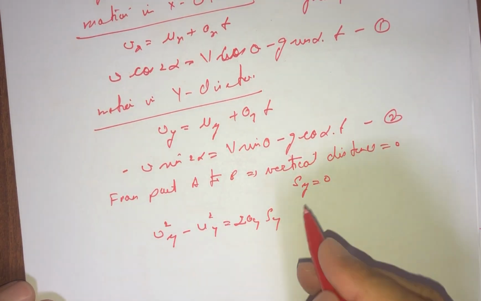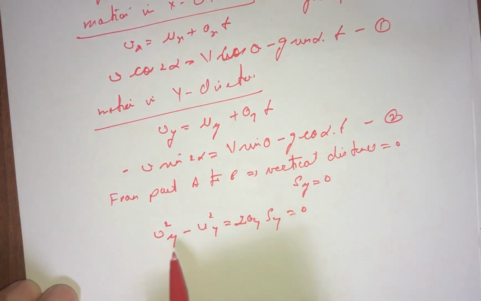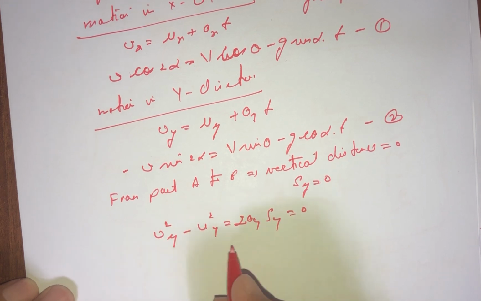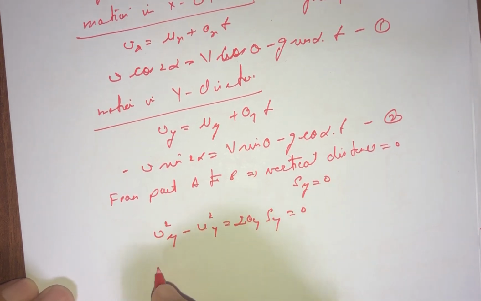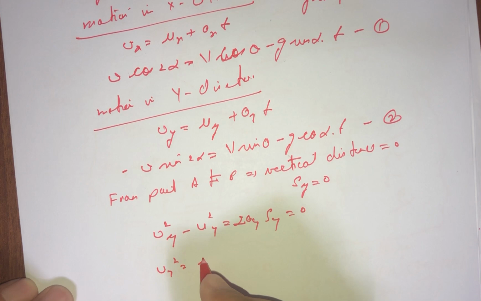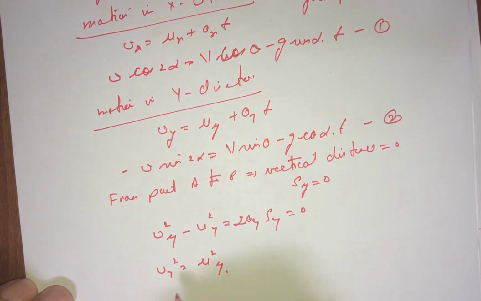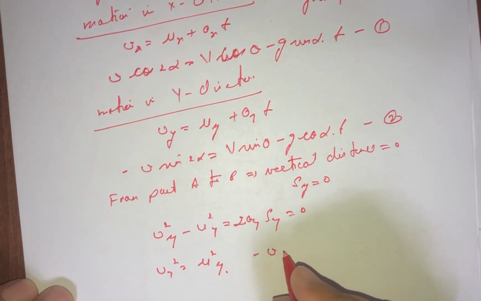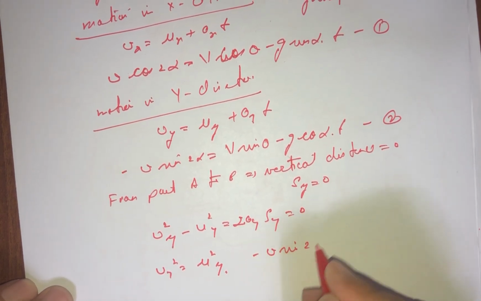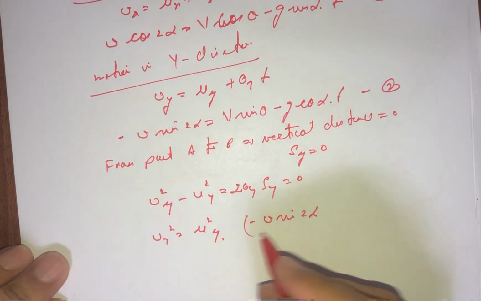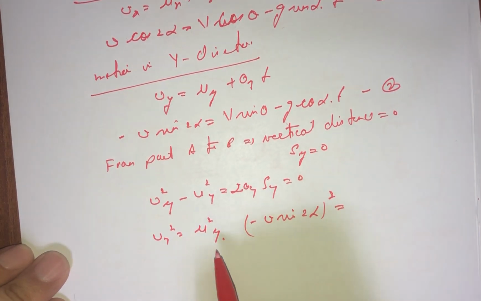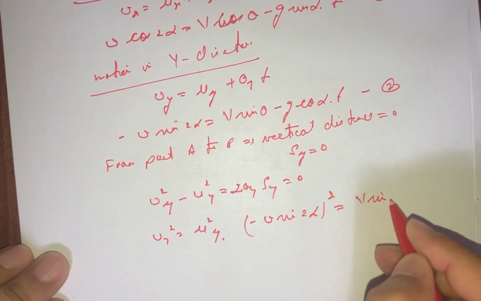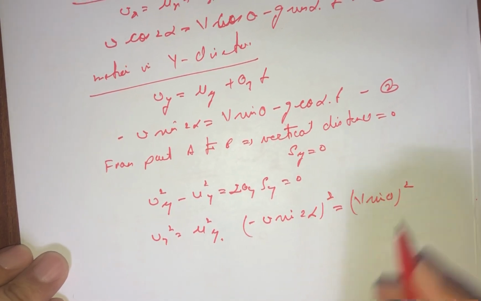So s of y is 0. So this will be equal to 0. And we know vy is given as, or let us first solve it. So we get vy square is equal to uy square. We substitute the value of vy square. Vy square is minus v sin 2 alpha. Its square is equal to uy, which is v sin theta, whole square.